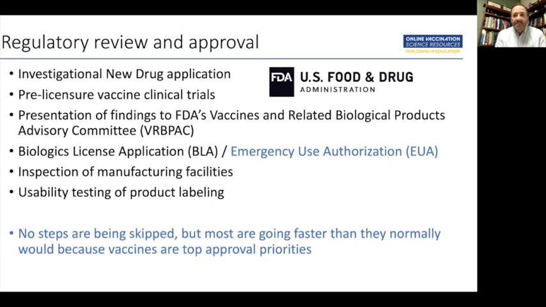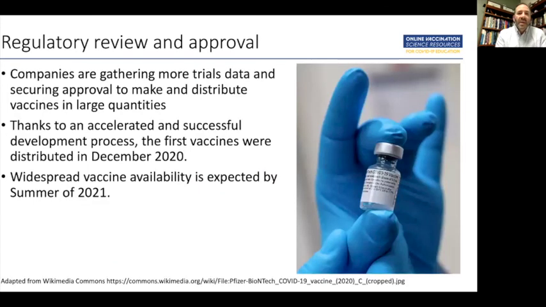And in fact, for all of these candidates, no steps are being skipped, but most of them are going faster than they normally would because, of course, COVID-19 vaccines are top approval priorities. We want to be able to get as many different types of vaccines that are effective out to people as quickly as possible. So companies are continuing to gather trials data and are securing approval to make and distribute vaccines in large quantities.